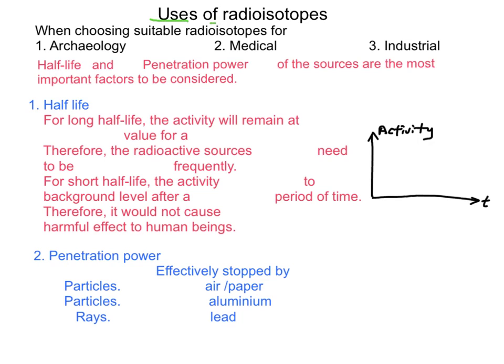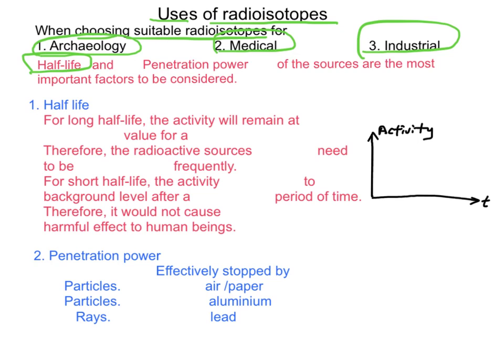Uses of radioisotopes. When choosing suitable radioisotopes for archaeology, medical, and industrial uses, the half-life and the penetration power of the source are the most important factors to be considered. First, let's look at the half-life.